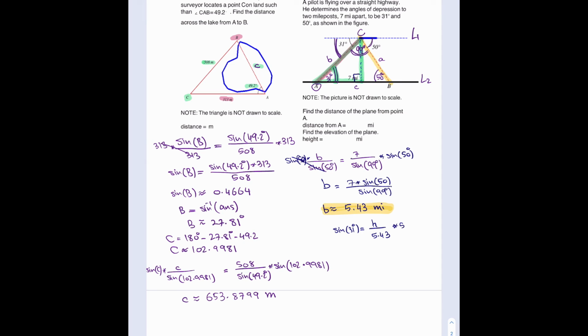So I'm going to multiply both sides by 5.43. These will cancel, and the altitude, which is the height of the airplane, will be equal to 5.43 times sine 31 degrees. I'm going to plug that into my calculator. The height is approximately equal to 2.797 miles. And that is answer number 2.